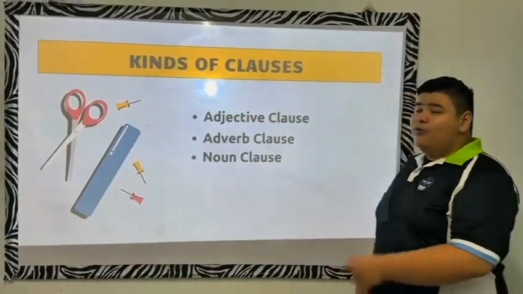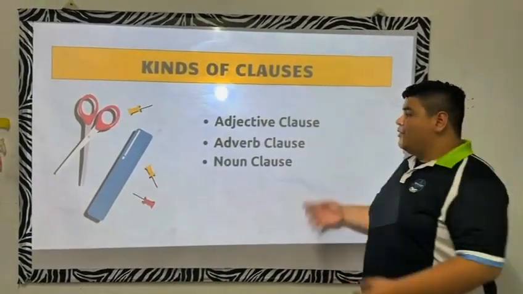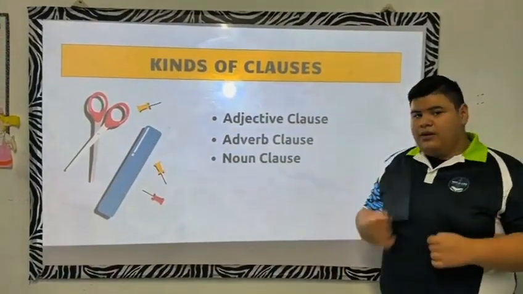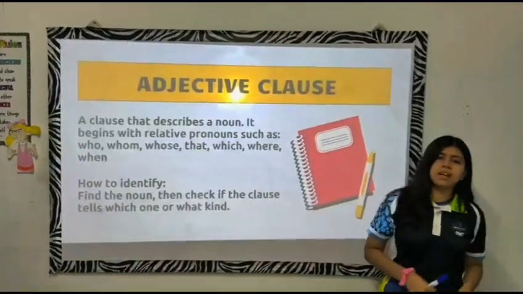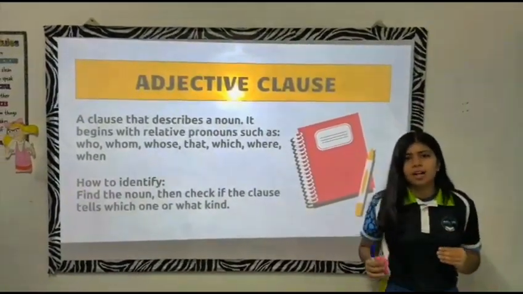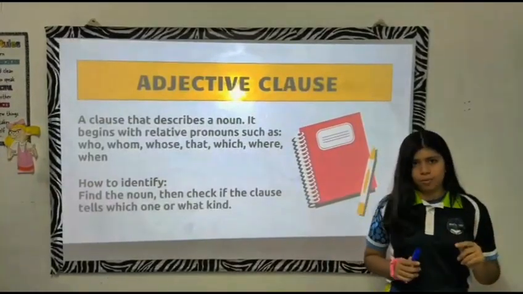In today's video, we're going to see the kinds of clauses. There are three types: the adjective clause, the adverb clause, and the noun clause. First, we're going to start with the adjective clause. What's an adjective clause? It's a dependent clause that modifies a noun.